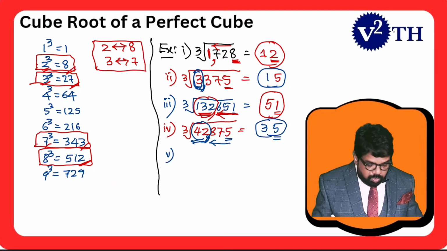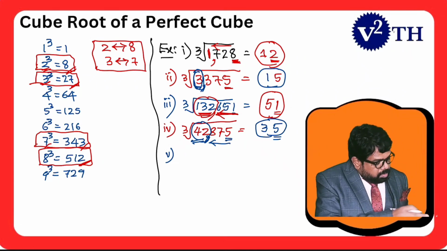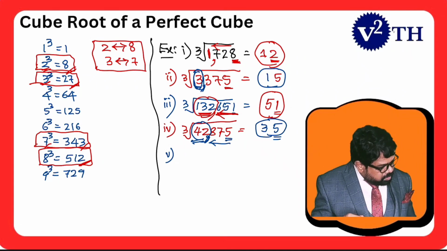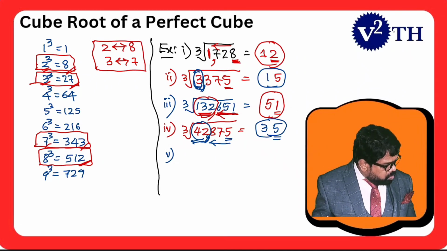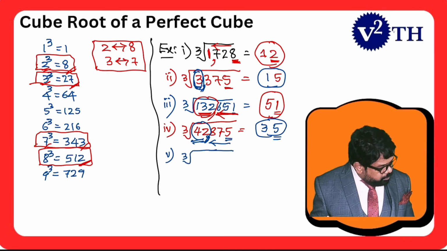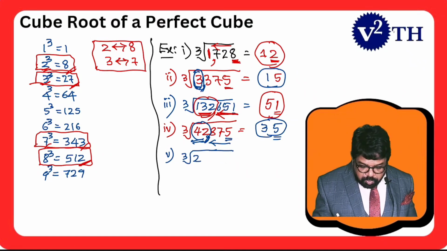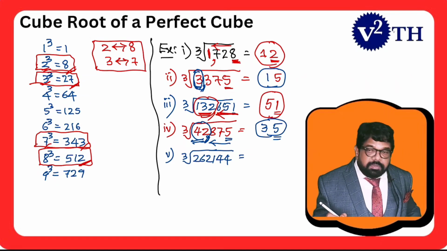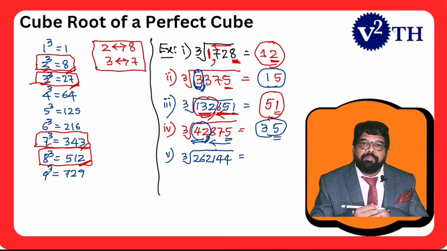Understood all of you? I will take one more example. Suppose the cube root of 262144. What is the value of this? Try on your own, all of you.